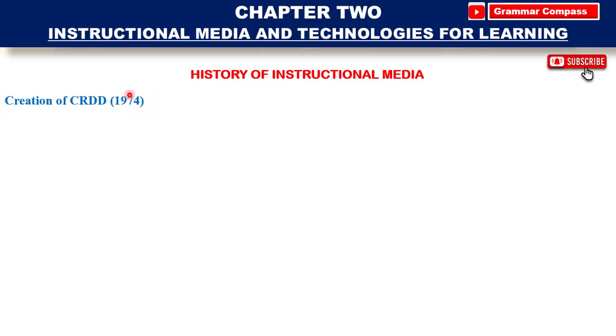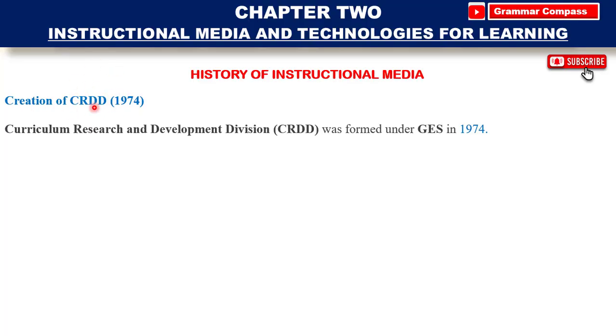In 1974, there was the creation of CRDD. What does CRDD stand for? It stands for Curriculum Research and Development Division, and it was formed under GES in 1974. So this happened in 1974, and it was a big step forward in making sure what students were being taught was relevant, well structured, and nationally coordinated.